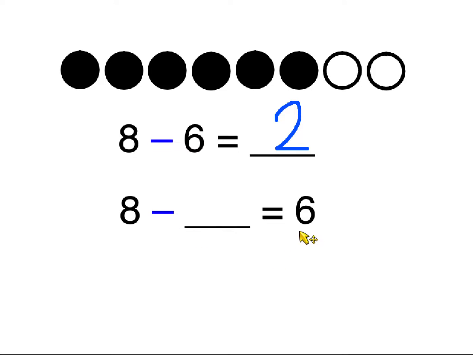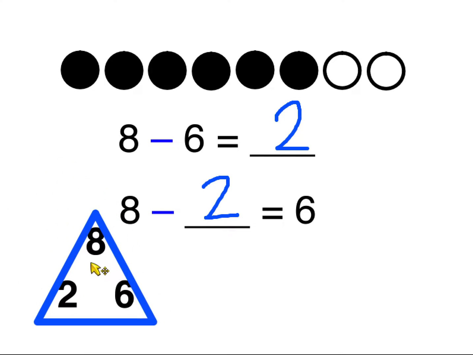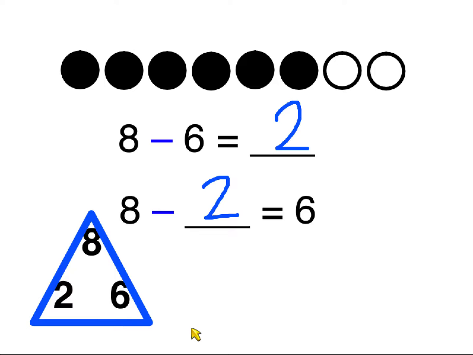We can do the same thing over here. 8 take away what number equals 6? Well, let's just do 8 take away 6. And then you'll find out 8 take away 2 equals 6 because we know math has number families. 8, 2, and 6 go together, always. 8 take away 6 equals 2. 8 take away 2 equals 6. 2 plus 6 equals 8. 6 plus 2 equals 8.